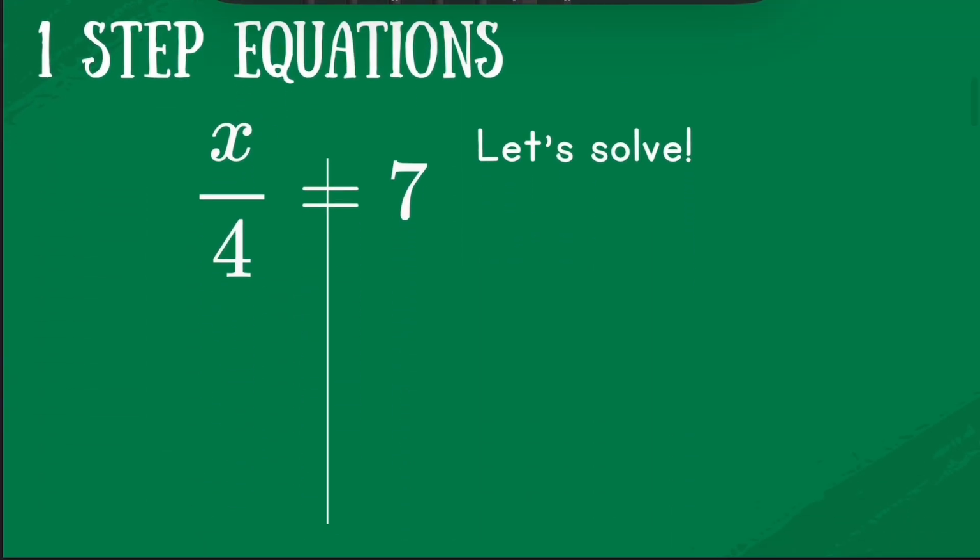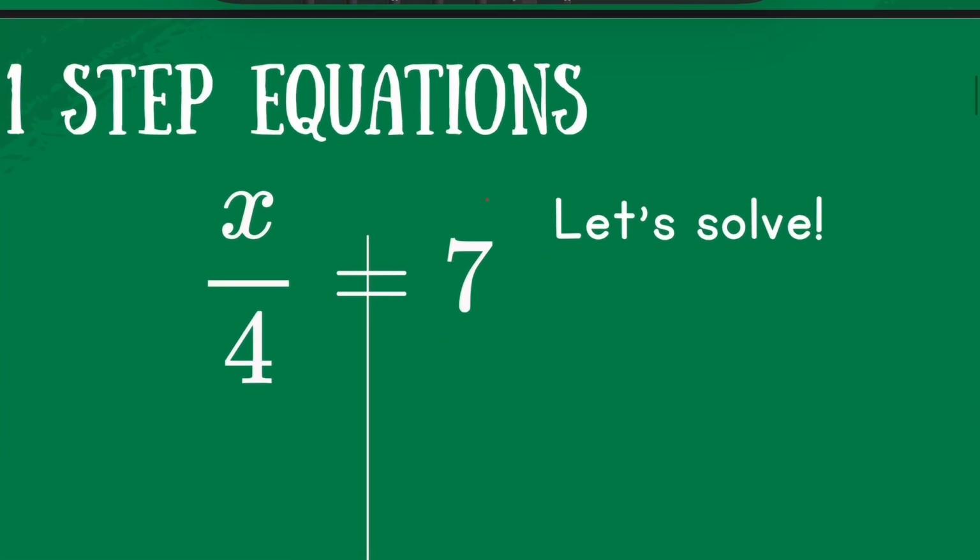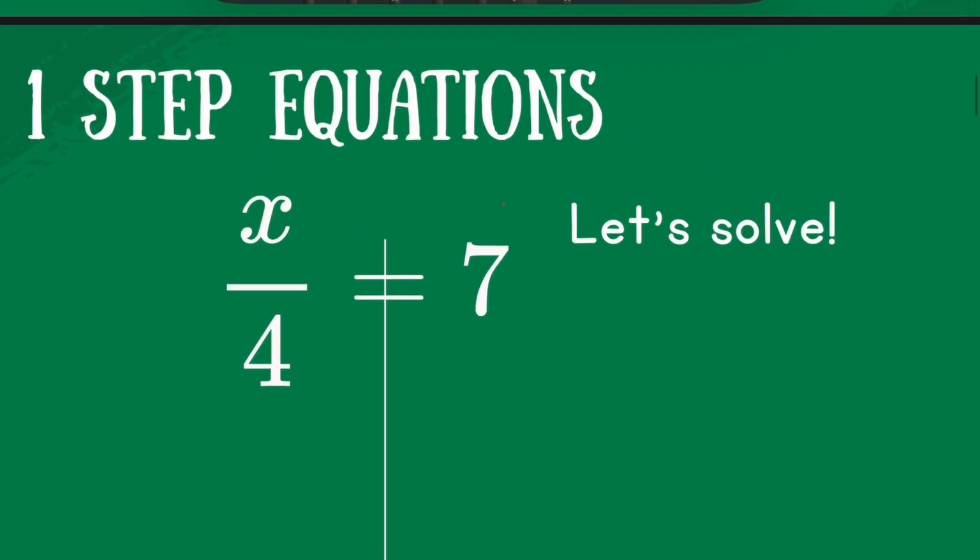But now what if I get a problem like this? Well, let's remember that fractions are the same thing as just division. This is the same thing as x divided by 4. And what's the inverse of division? Well, we know it's multiplication. So we're going to multiply this fraction times 4.